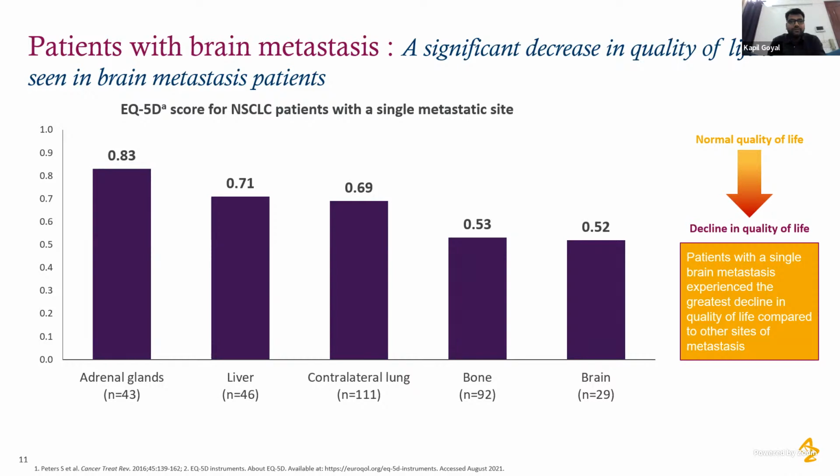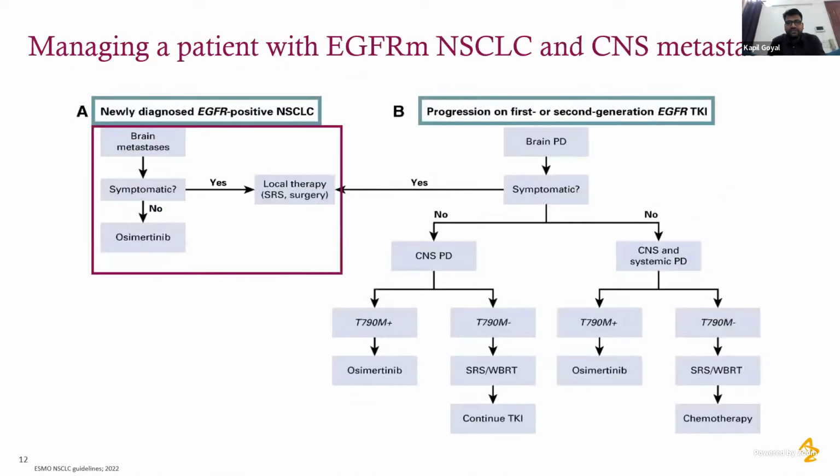0.52 is the score, while the least deterioration is with adrenal gland metastasis. A patient with a single brain metastasis experiences the greatest decline in quality of life compared to other sites of metastasis. If we look at the algorithm to manage a patient with EGFR-mutated NSCLC along with CNS metastasis, if the brain metastases are symptomatic, then we have to give some kind of local therapy like stereotactic radiosurgery or surgery.